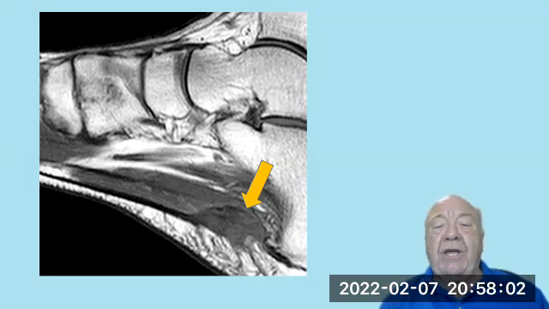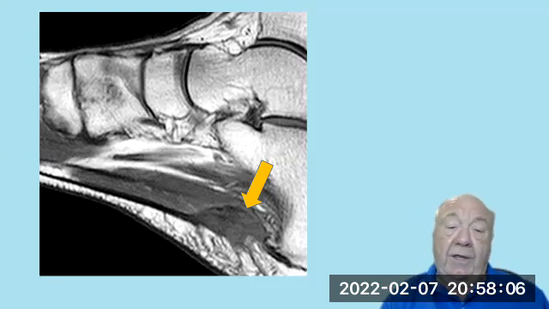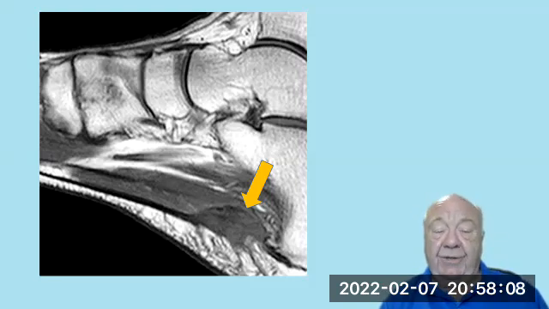Okay, just for your edification, this is an MRI of plantar fasciitis. There's thickening of the plantar fascia, and it's a degenerative condition. If this is actually inflamed, then you're going to get a heightened signal from the MRI, but this one is thickening.